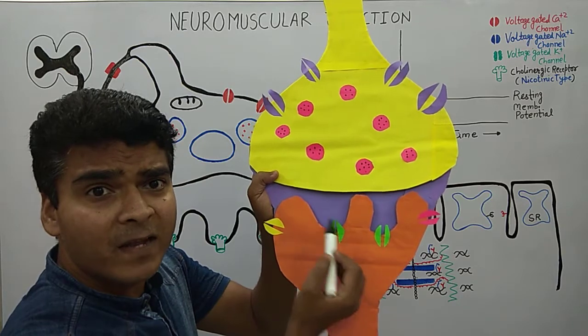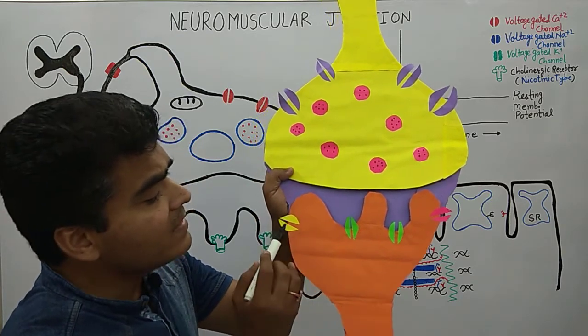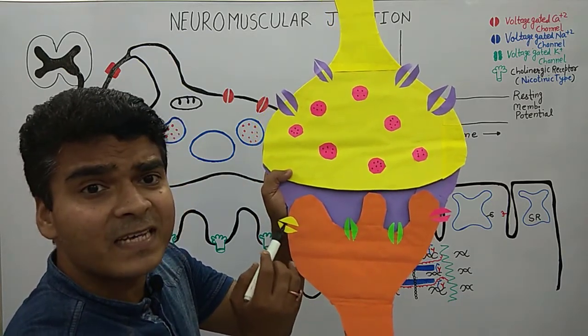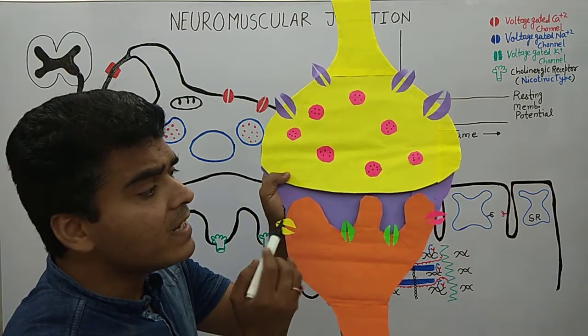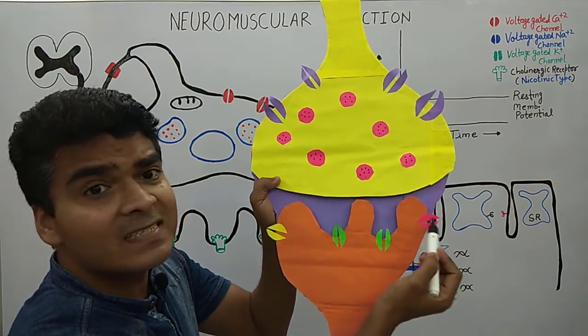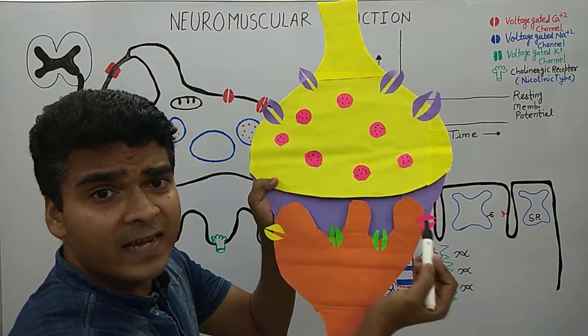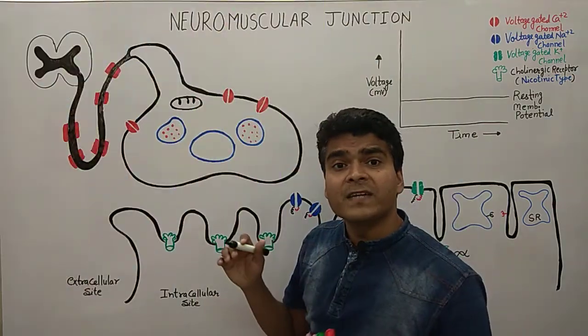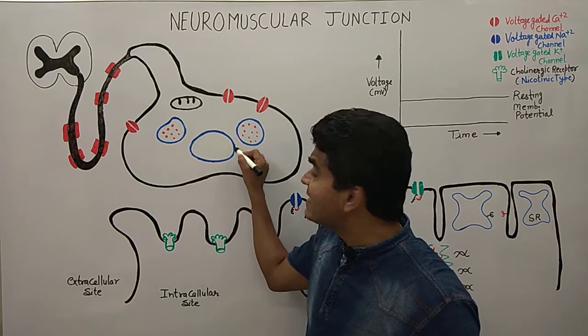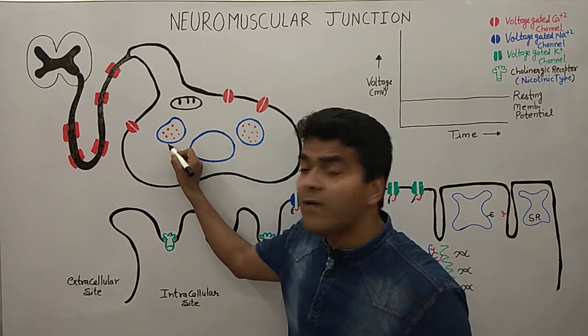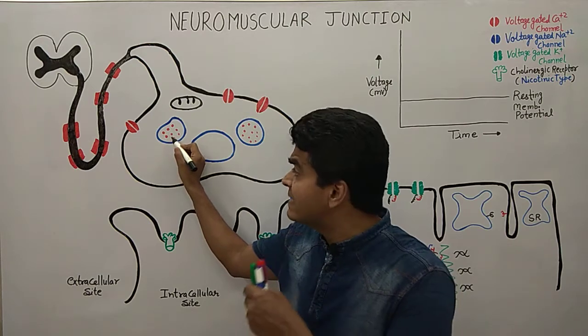This is pentameric. And this yellow color channel we can consider as a potassium channel. And this pink color structure we can consider as a sodium channel. Okay, everyone. Now, first we understand how these vesicles reach here and how acetylcholine is filled in this area.